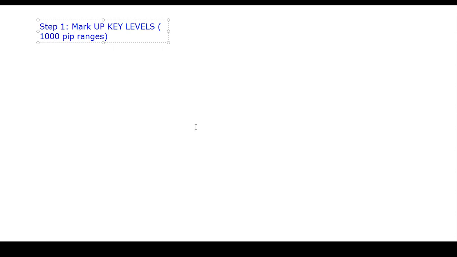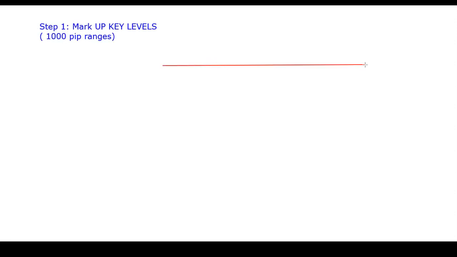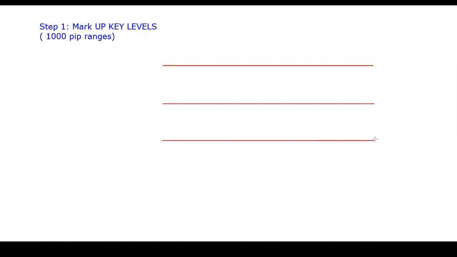Step one. First thing we're going to do is mark up our 1,000 pip ranges, okay? Right, pretend we're on a chart right now, right? We want to create 3 zones of 1,000 pips, basically.